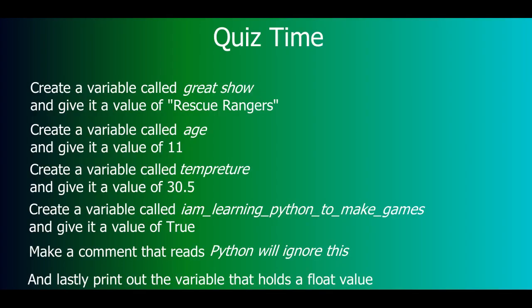And now is the quiz time. So let's check your understanding. Okay, boys and girls, I want you to do this. Create a variable called GreatShow and give it a value of Rescue Rangers. Next, create a variable called age and give it a value of 11. Next, create a variable called temperature and give it a value of 30.5. Create a variable called I'm learning Python to make games and give it a value of true. Next, make a comment that reads Python will ignore this. And lastly, print out the variable that holds a float value.